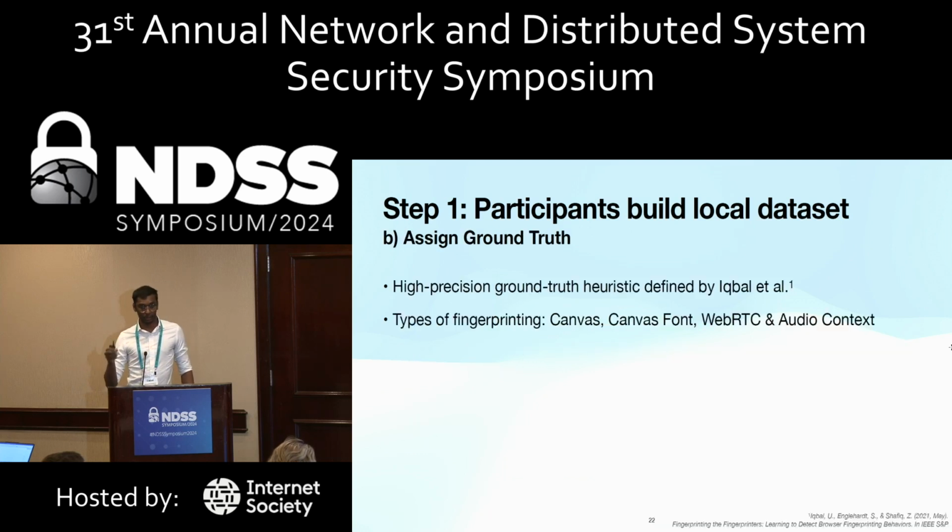Next, we assign ground truth to each of the collected scripts using a ground truth heuristic that was introduced by Igor et al. in prior work. This ground truth heuristic focuses on 4 main types of fingerprinting: canvas that I've already gone through, canvas font, WebRTC, and audio context.